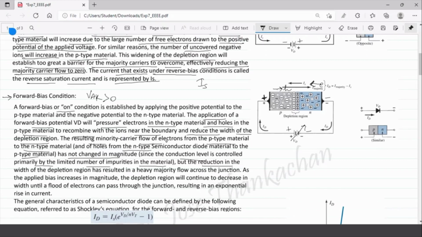But the reduction in this width of depletion region results in a majority carrier flow across the junction. We call that the actual current, the majority carriers which are flowing. So as this bias is increased in magnitude, I told you that we can vary this. When we increase this, the depletion region will continue to decrease in its width until a flood of these electrons can pass through the junction.